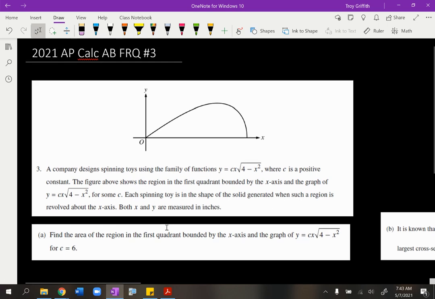Here we're going to go over 2021 AP Calc AB FRQ number 3. This seems to be the problem that got the most fanfare amongst students. And so let's read it, and then we'll go ahead and jump into letter A.